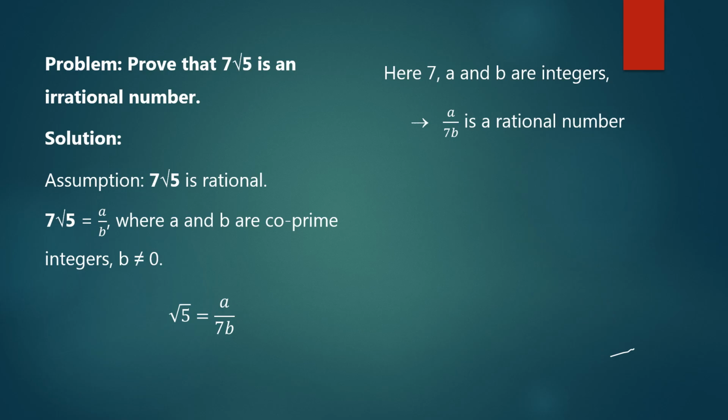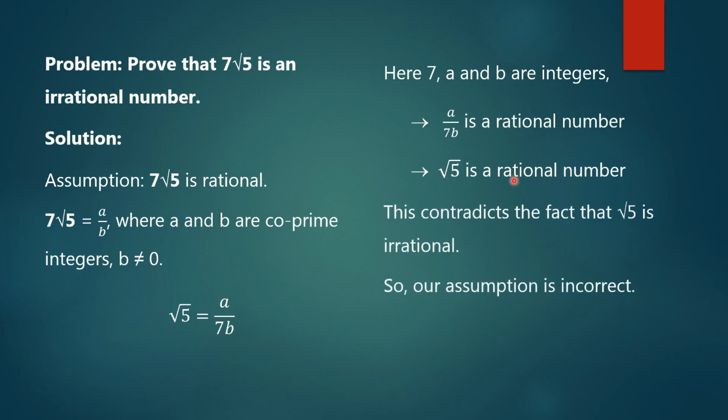But a by 7b is equal to root 5. Here we got a by 7b is equal to root 5 from this equation. In place of a by 7b, from the statement I can write root 5. So root 5 is a rational number. This is false. Already we proved root 5 is irrational. Therefore, this contradicts the fact that root 5 is irrational. So our assumption is incorrect. Whatever assumption we have taken, that is wrong. That 7 root 5 is rational is wrong. Therefore, 7 root 5 is an irrational number.